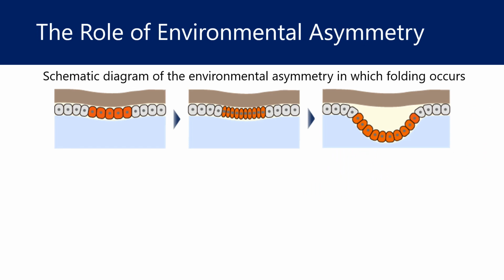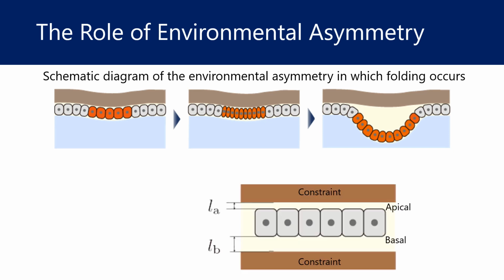In this study, the researchers focused on the role of environmental asymmetry in epithelial folding. They looked at the constraints that the environment places on the epithelial sheet, specifically the asymmetry of these constraints. The degree of asymmetry is a measure of whether the basal or apical side of the epithelium is closer to the constraint wall. This asymmetry can influence how the epithelial sheet folds and develops. Let's look at how they investigated this relationship.